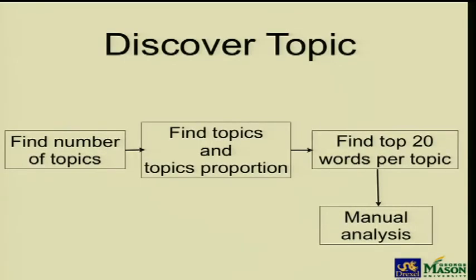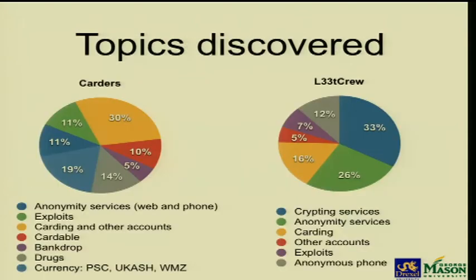We used LDA to find different topics and the number of messages that are related to a specific topic. After we found the topics and the words related to them, we used manual analysis to understand what kind of product or service these words belong to. On average, we found 200 to 300 topics per forum. These are the topics that we discovered from our forums.